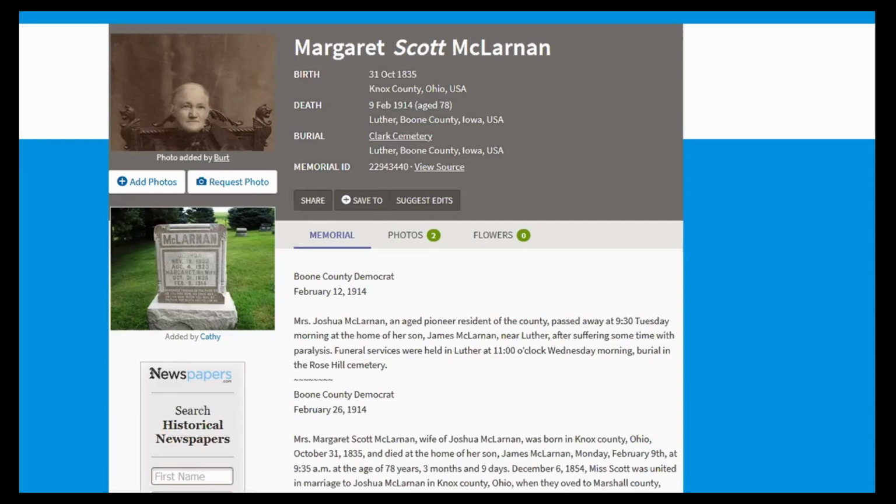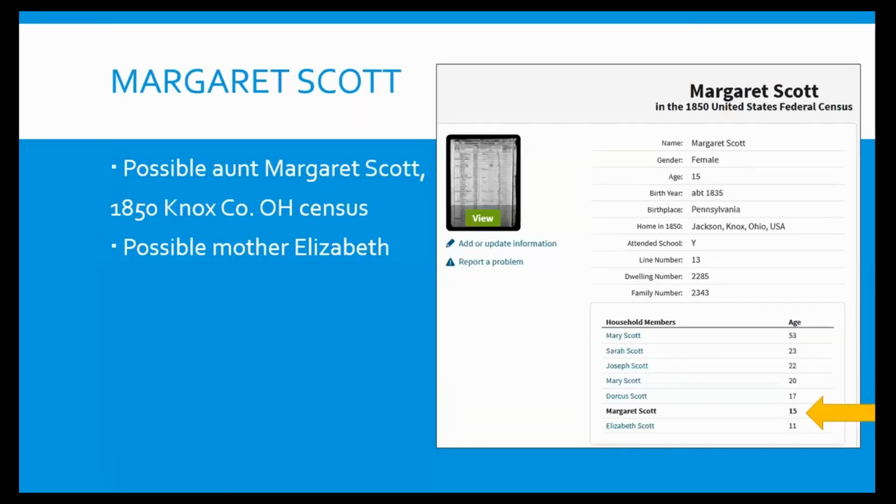This obituary also tells us where Margaret was born in Ohio. It says Knox County, Ohio, and said she was born around 1835. So the next thing I did was I went to the census for 1850 for Knox County, Ohio, looking for a Margaret Scott who was age 15. And there was only one person that popped up that was anywhere near the right age. And it's this person here.